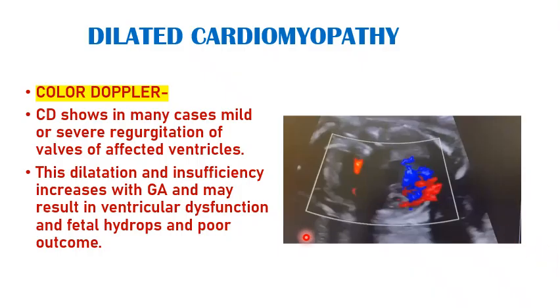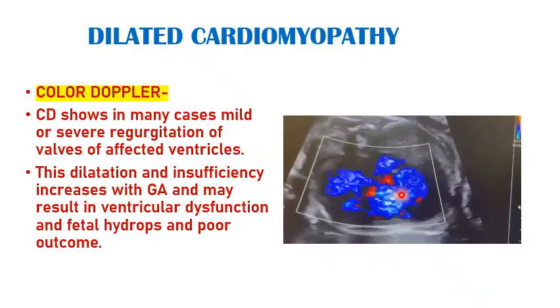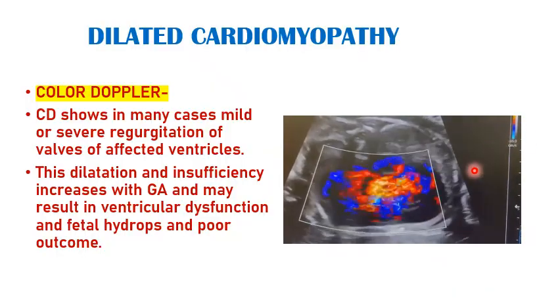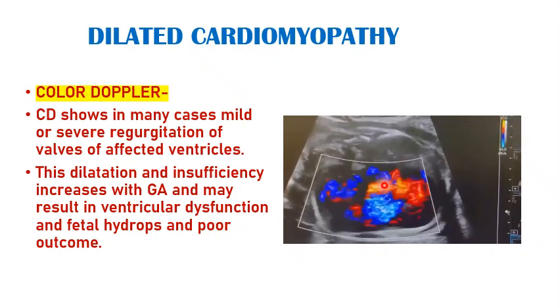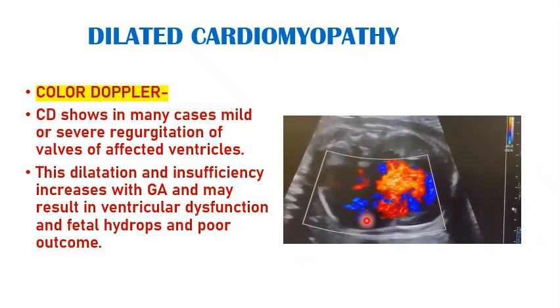In color Doppler, we can see mild to severe regurgitation of the walls of the affected ventricle. It is with a very high PRF, around 65. You can see most of the blood is at the AV valve. Very little flow is going into the lumen of the ventricles, and most of the blood is showing regurgitation. This dilatation and insufficiency increases with gestational age and may result in ventricular dysfunction, fetal hydrops and poor outcome.